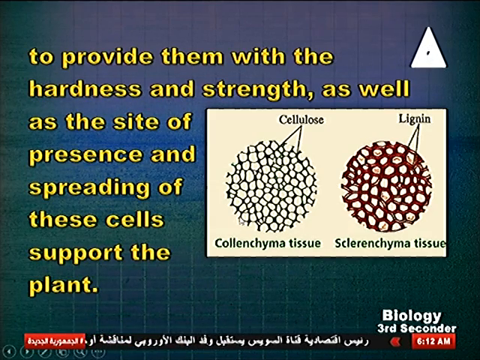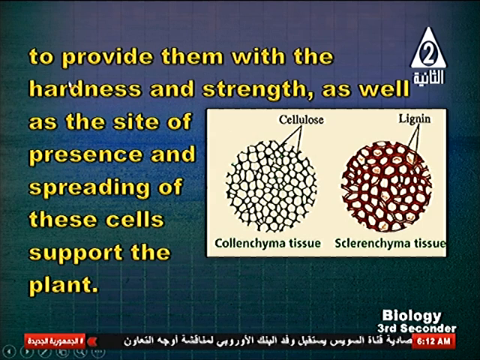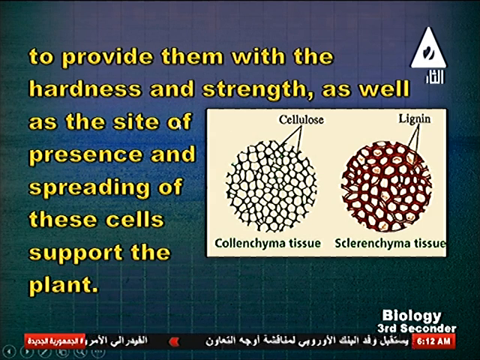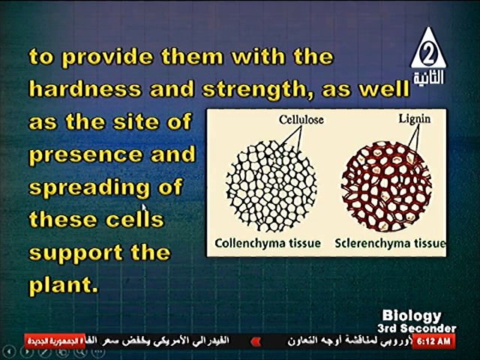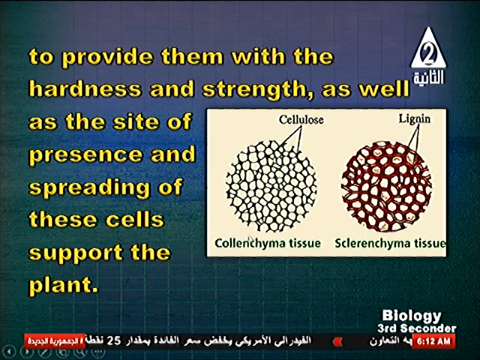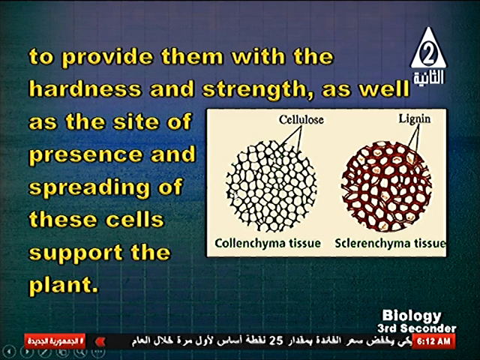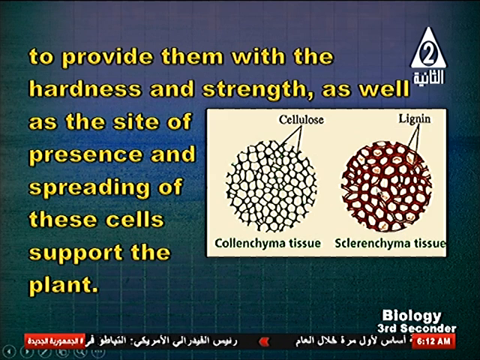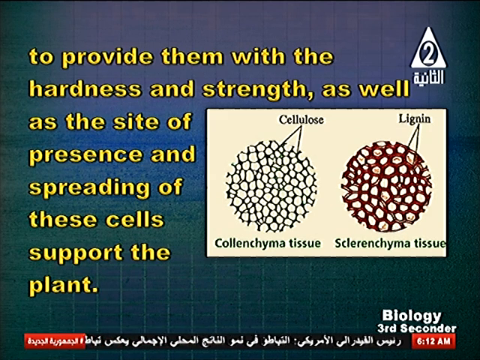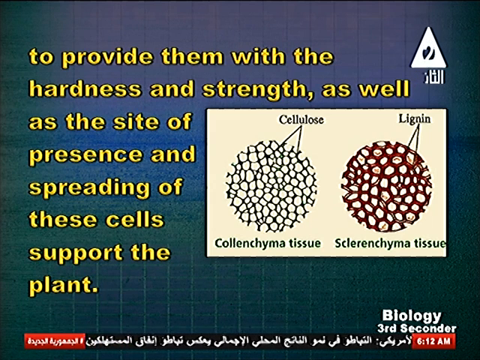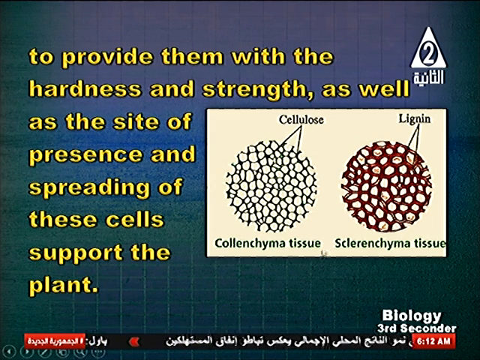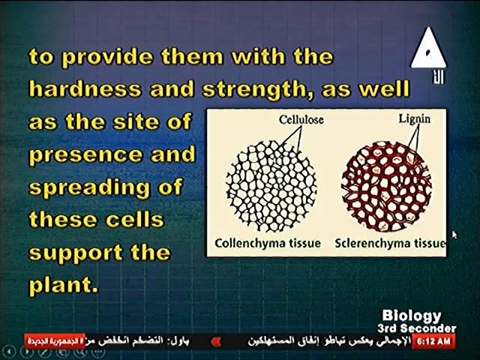Both cellulose and lignin provide hardness and strength, as well as the site of presence and spreading of these cells, which support the plant. Collenchyma is present in the leaf petiole to provide hardness or support with elasticity. Sclerenchyma is present in the hard coat of nuts and some tissue such as pears to provide hardness and strength.